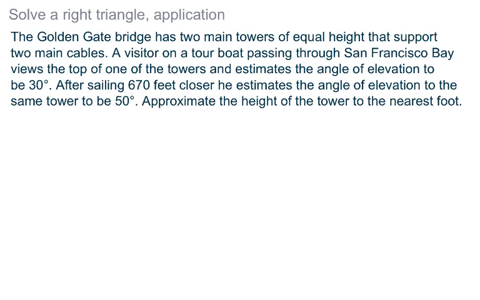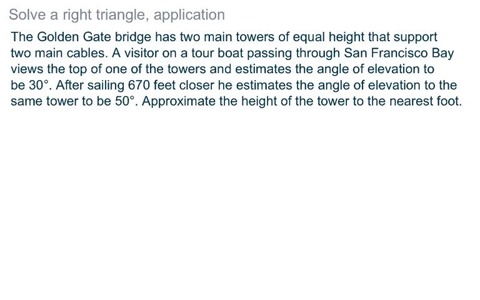So he's still on that tour boat and he can measure the distance he's traveled. After sailing 670 feet closer, he again looks at that exact same tower, and now that he's closer, he has to look up a little higher. So he measures a new angle of elevation from the horizontal to be 50 degrees. Let's approximate the height of the tower to the nearest foot.